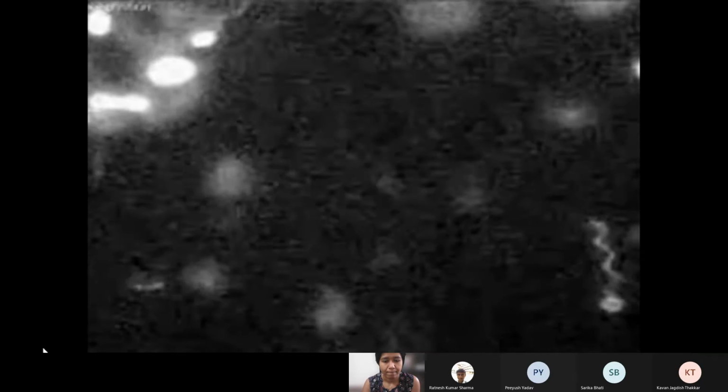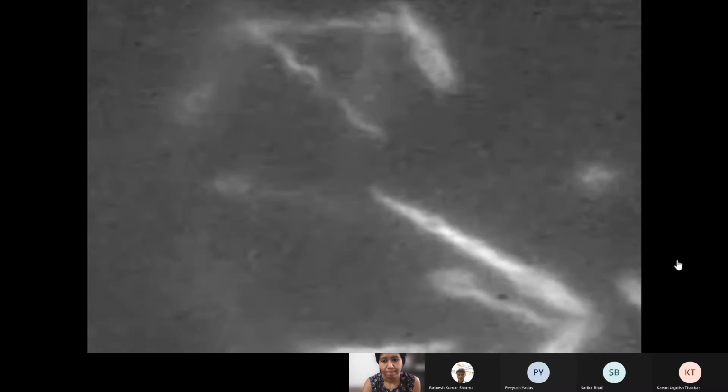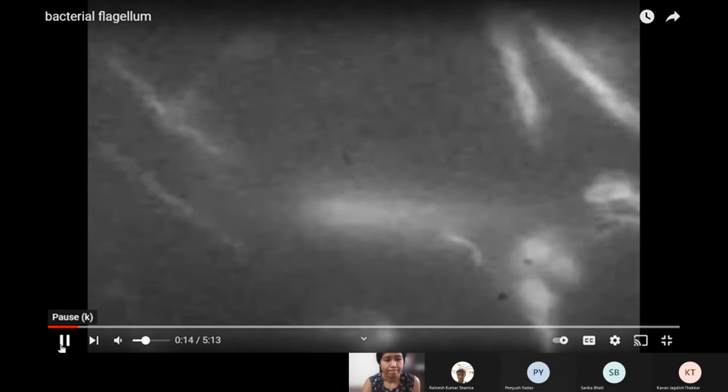Rhodobacter cells have one flagellum each, whereas E. coli cells have multiple flagella to rotate in others.